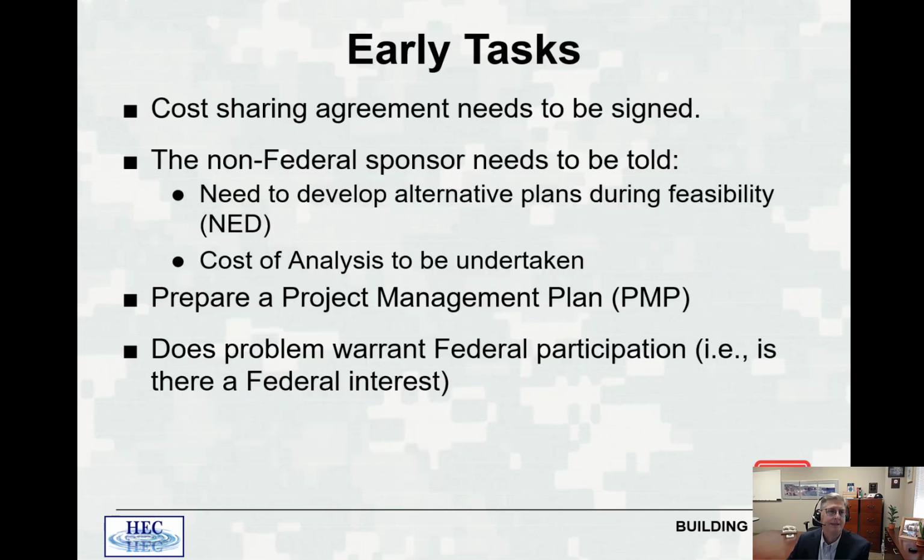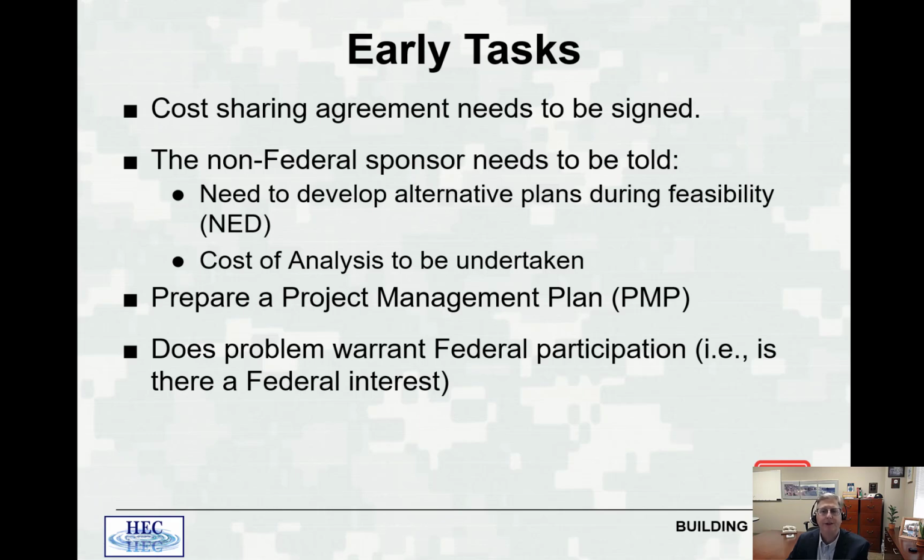So the early tasks, the things that you need to do in that scoping period: a cost sharing agreement needs to be signed. A feasibility study does not begin until the Corps and the non-federal sponsor sign the cost sharing agreement. The non-federal sponsor needs to be told they need to develop an NED plan. They can't just simply choose their locally selected plan and use that plan. They need to develop the National Economic Development Plan. The NED plan does not have to be the plan that's recommended, but it does need to be developed.